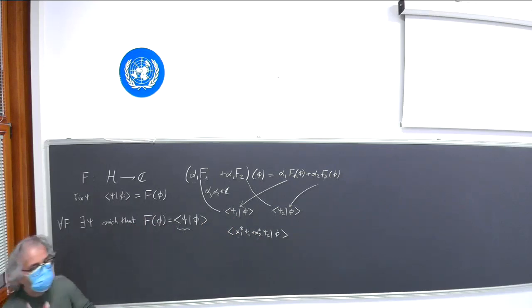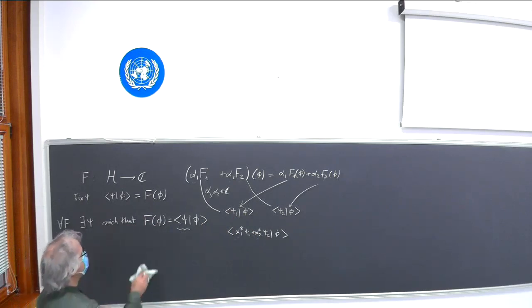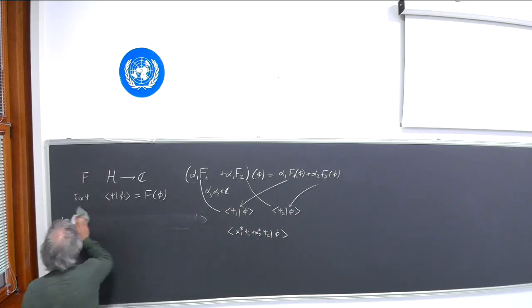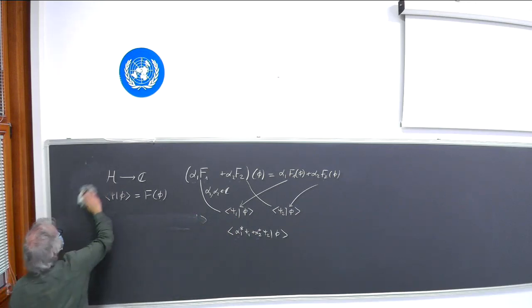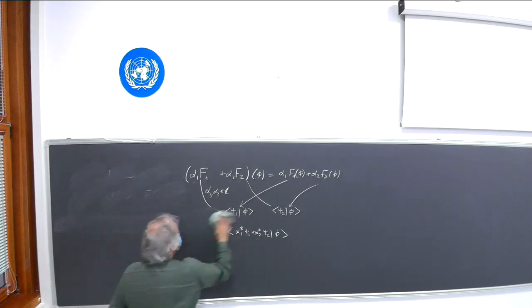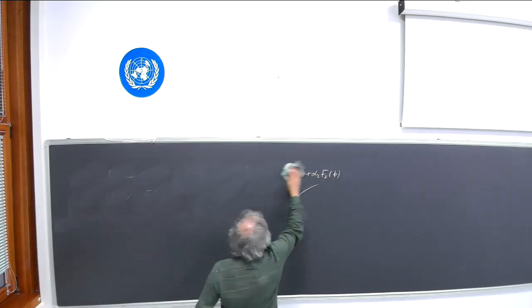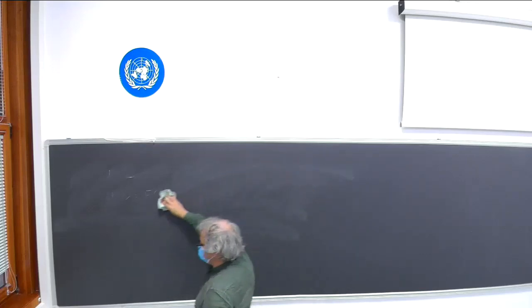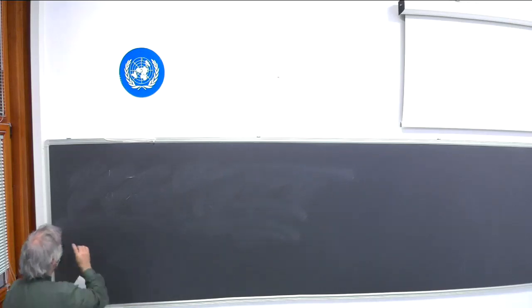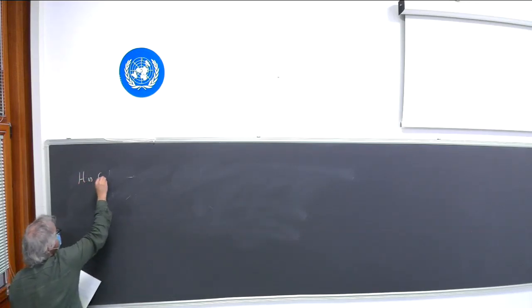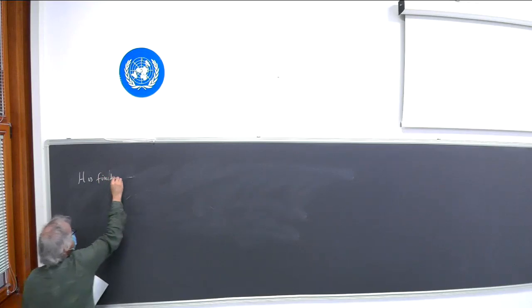Good. Now, this, in some sense, clarifies, or hopefully clarifies, the meaning of the bra. Now, let us move again to linear operators. I'm talking of operators, not of functions, so things that take a vector and produce another vector. For a moment, let's assume that H is finite dimensional.